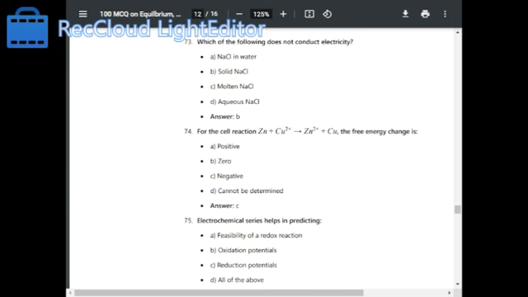Question number 74. For a cell reaction Zn + Cu2+ = Zn2+ + Cu, the free energy change is: option A, positive; option B, 0; option C, negative; option D, cannot be determined. The correct answer is C, negative. The free energy change is negative. Option C is correct.